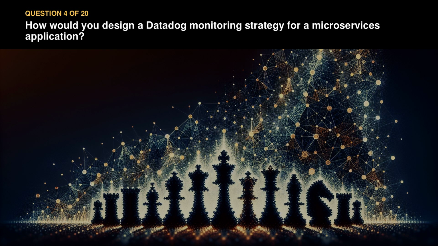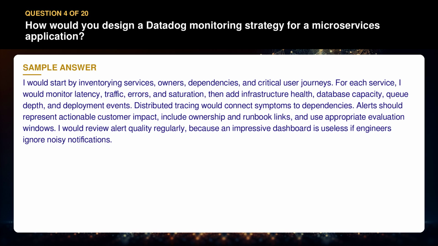Question 4. How would you design a Datadog monitoring strategy for a microservices application? I would start by inventorying services, owners, dependencies, and critical user journeys. For each service, I would monitor latency, traffic, errors, and saturation, then add infrastructure health, database capacity, queue depth, and deployment events. Distributed tracing would connect symptoms to dependencies. Alerts should represent actionable customer impact, include ownership and runbook links, and use appropriate evaluation windows. I would review alert quality regularly, because an impressive dashboard is useless if engineers ignore noisy notifications.